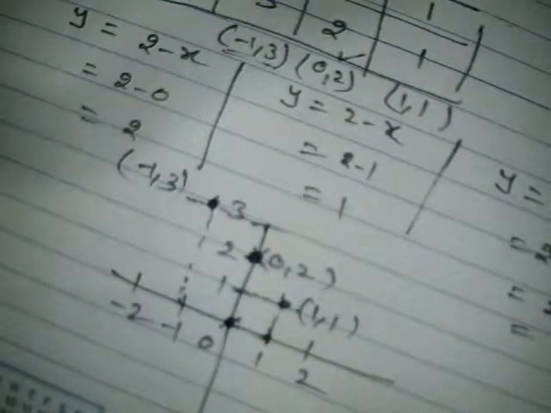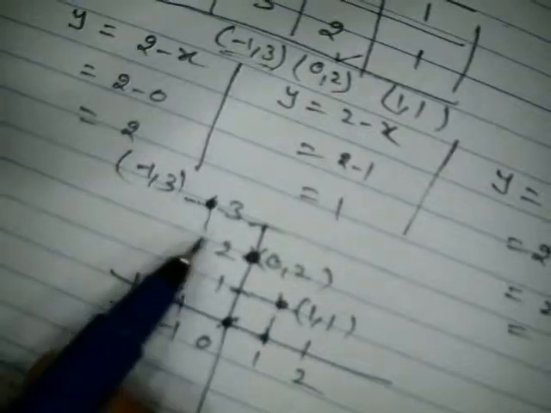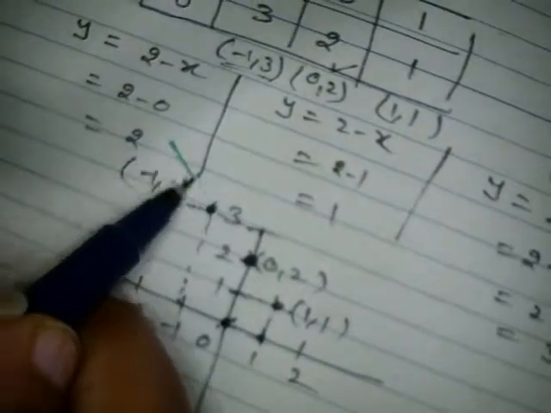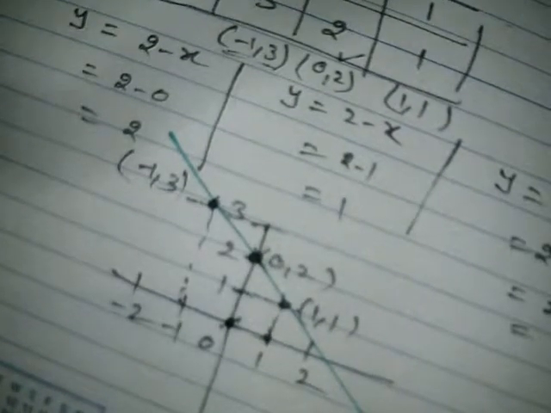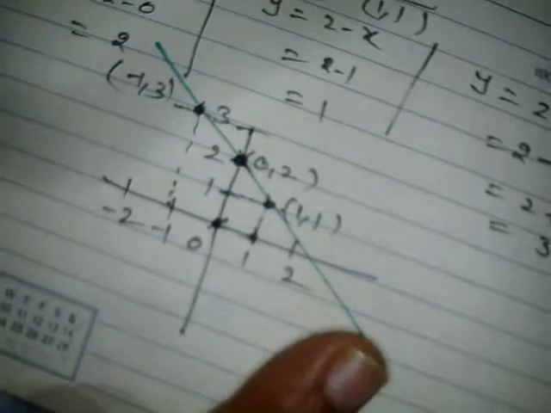You can see this is a straight line. Could you see the straight line? Okay, this is the straight line. So for a linear equation, whenever it is a linear equation, the graph is always going to be a straight line.